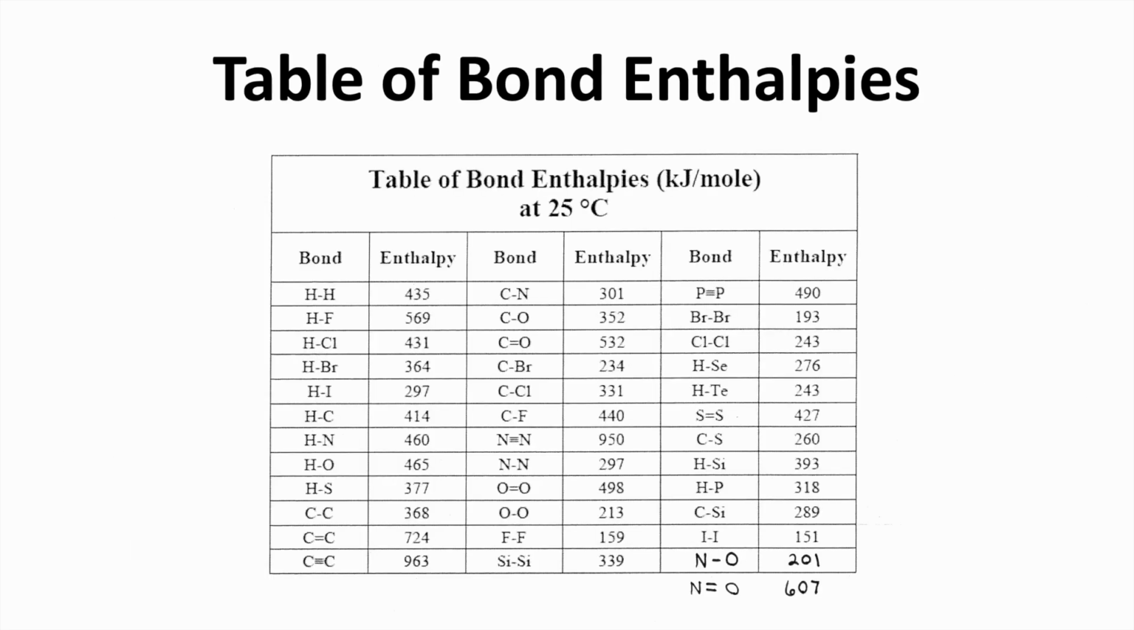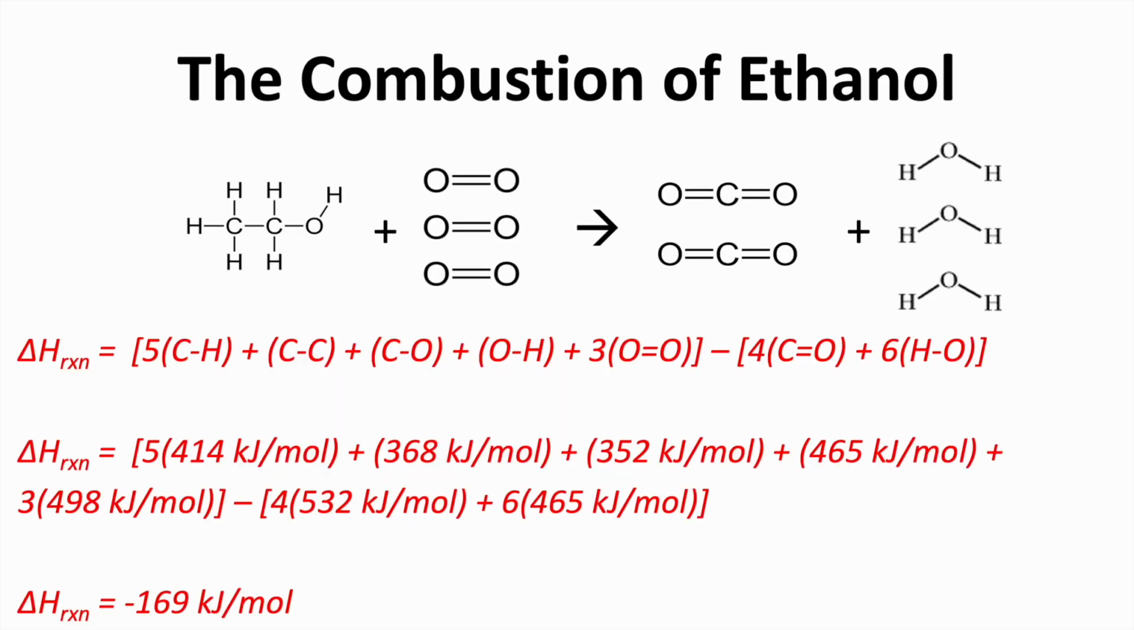And so to do this, we use our table of bond enthalpies, and this should be right in your packet, and it'll also be given to you on the quiz. And you can see that every single different type of bond, including the difference between single, double, and triple bonds, is associated with a different enthalpy. And those enthalpies are given in units of kilojoules per mole. And we're going to use those to help us calculate the heat of reaction for the combustion of ethanol. So again, the heat of reaction is bonds broken minus bonds formed.